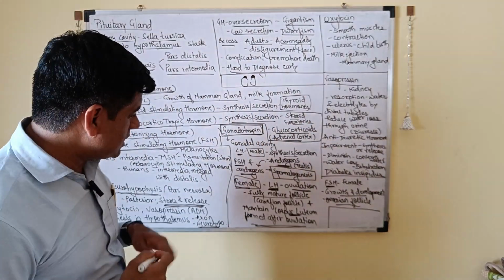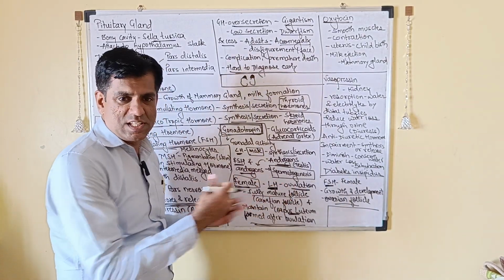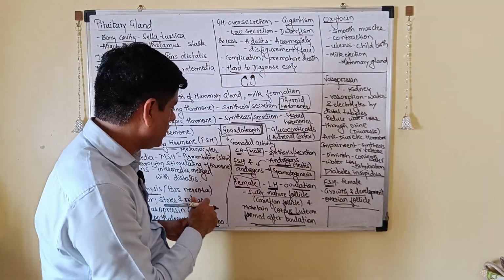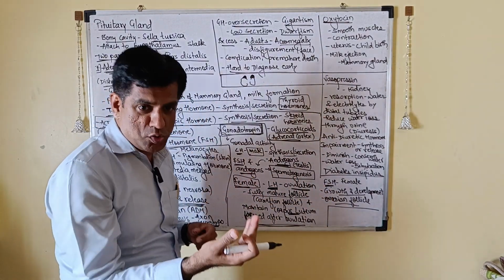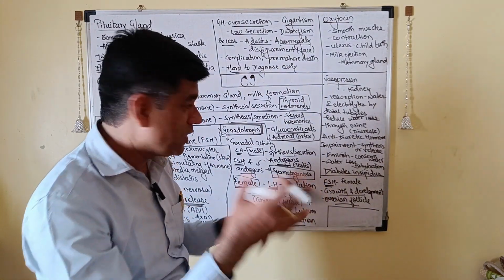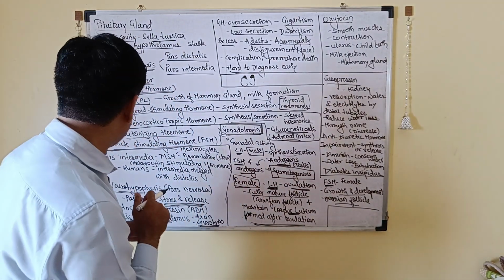So basically you can see this oogenesis and spermatogenesis, both are being controlled by this FSH. So production of sex hormones, you can say, or production of gametes, that is the function of your gonadotropins. So gonadotropins are doing that.